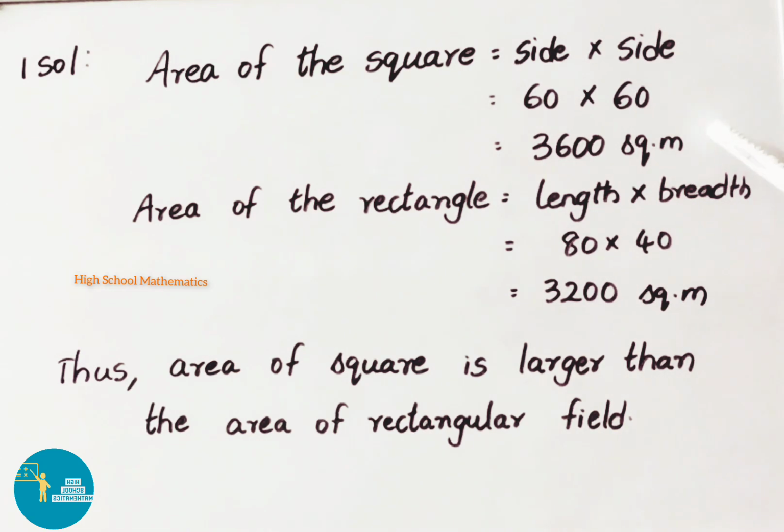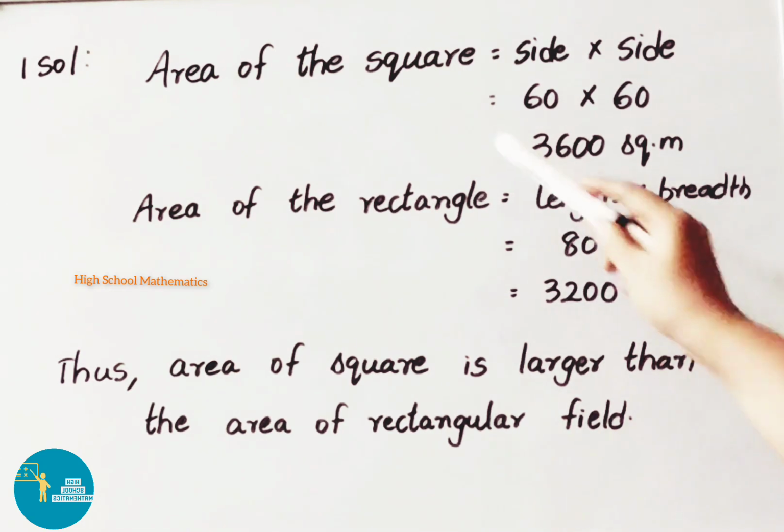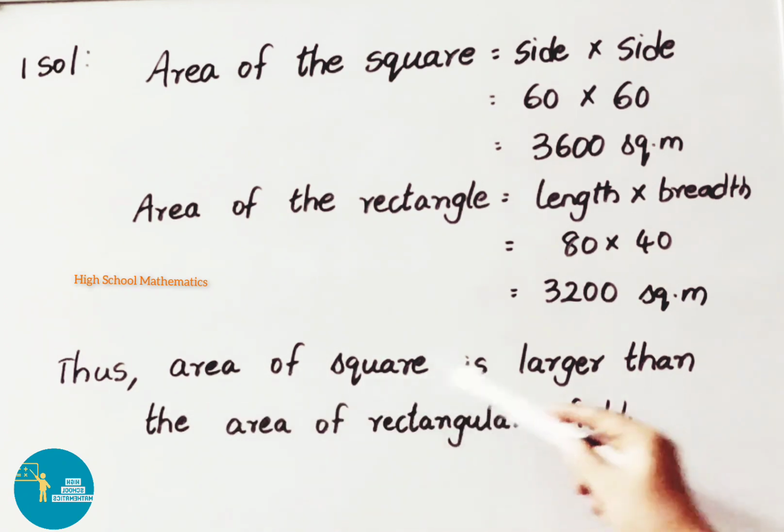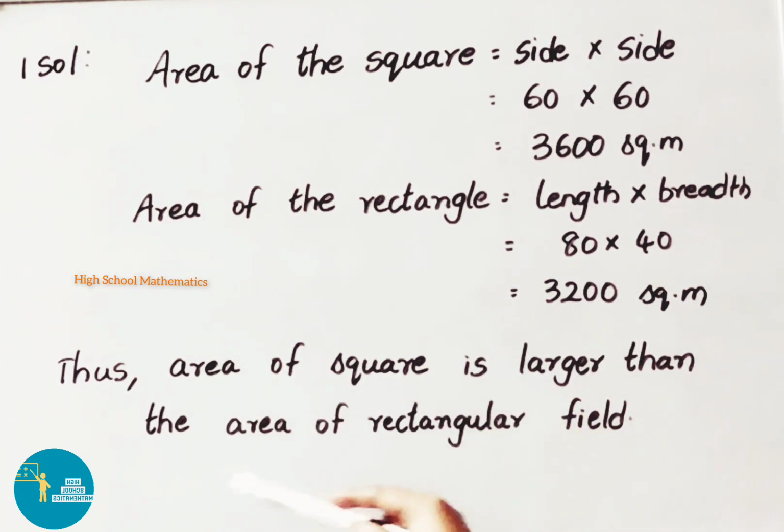If we observe both areas, we find the area of the square is greater. Thus we can say the area of the square is larger than the area of the rectangular field.